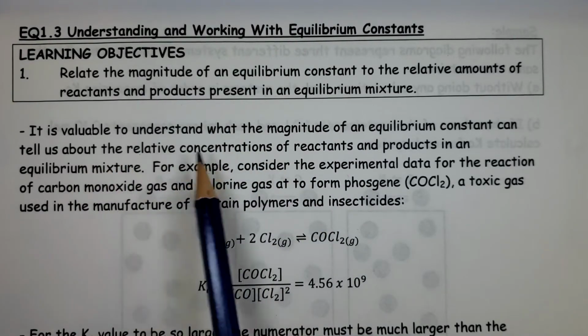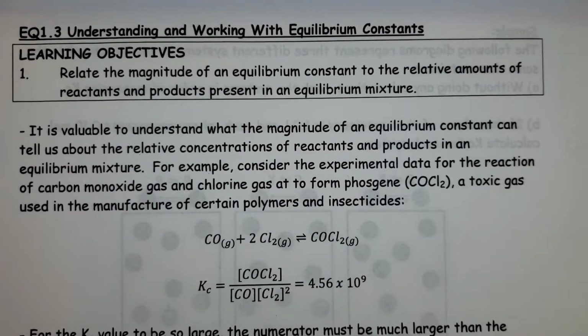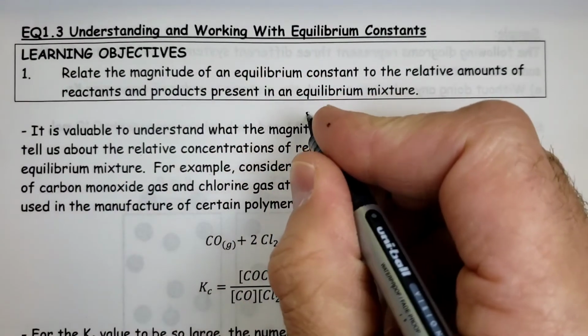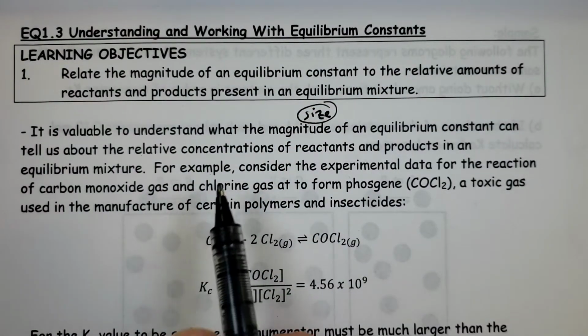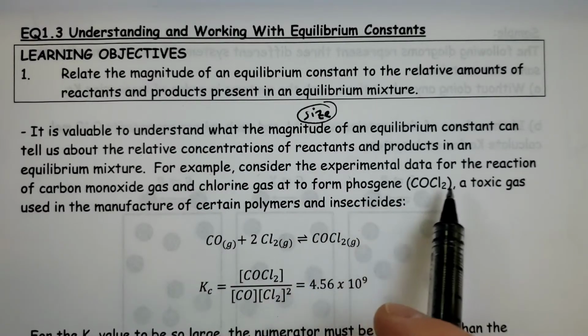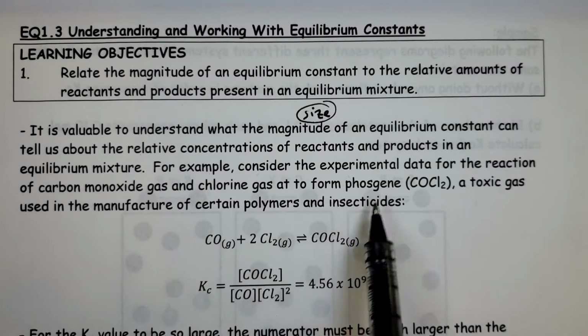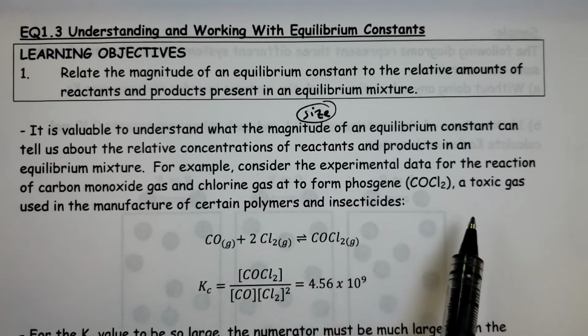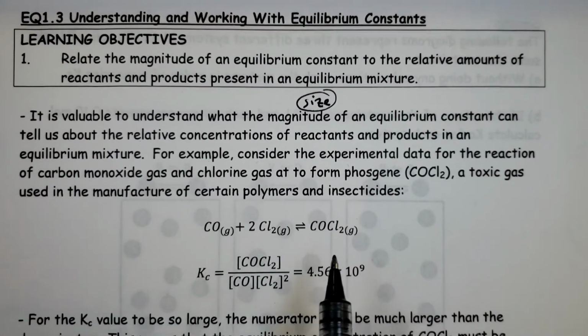So it is valuable to understand that whenever you see the word magnitude, that really means size, of an equilibrium constant, what it actually means. What does it tell us about how much reactants and products we have? For example, consider the experimental data for the reaction of carbon monoxide gas and chlorine gas to form phosgene, COCl2, a toxic gas used in the manufacture of certain polymers and insecticides.